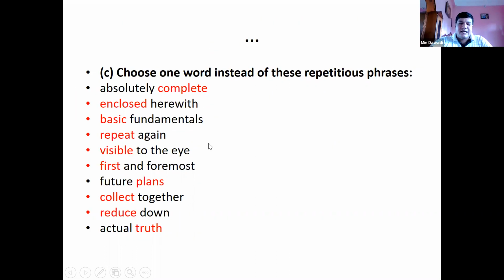So I think from this slide you understood that repetitious phrases should be avoided. Those are words which give the same meaning. If there are words which give the same meaning, and in such a situation a single word is sufficient, then there is no need to use other words which give the same meaning in the single sentence or phrase.